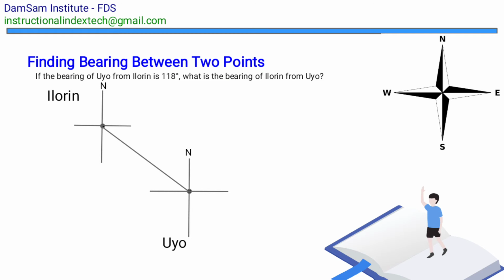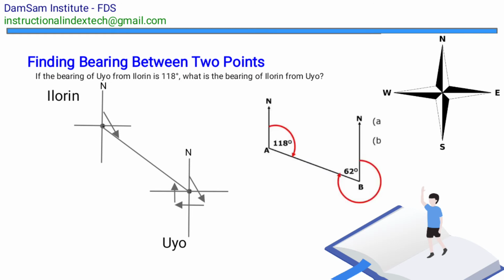So the angle, which is 118, will be what you have just indicated with the arrow, and the angle that is required of us, that we are asked to find now, is the bearing of Ilorin from Uyo. We are coming to Uyo. We will now draw the angle to meet that straight line coming from Ilorin, starting from the north, going clockwise and around like that to touch that straight line coming from Ilorin. And once we form that, we're going to have something like this.